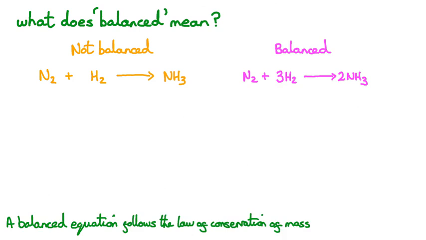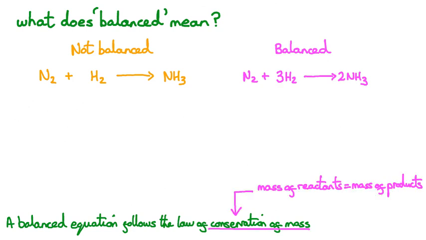A balanced equation follows the law of conservation of mass. The law of conservation of mass says that in an isolated system, mass is neither created nor destroyed by a chemical reaction. What this means is that the mass of our reactants must exactly equal the mass of our products. But when writing reaction equations, we don't really talk about grams, which is what we would usually associate with mass. So how does this apply?